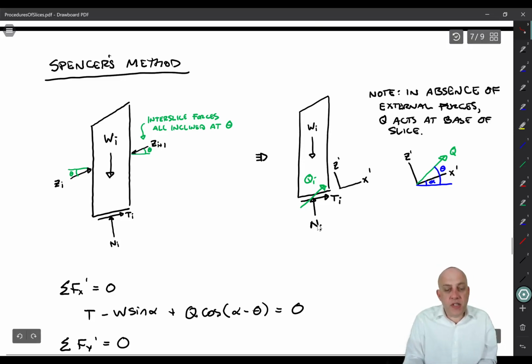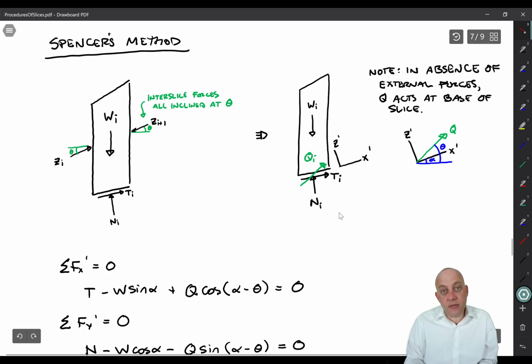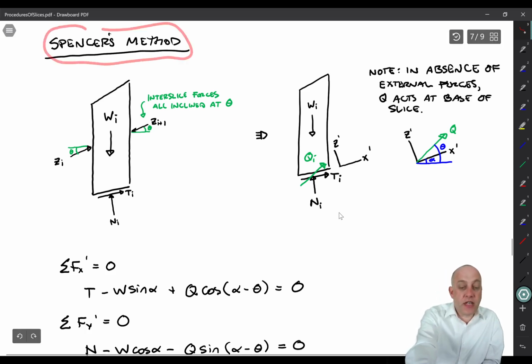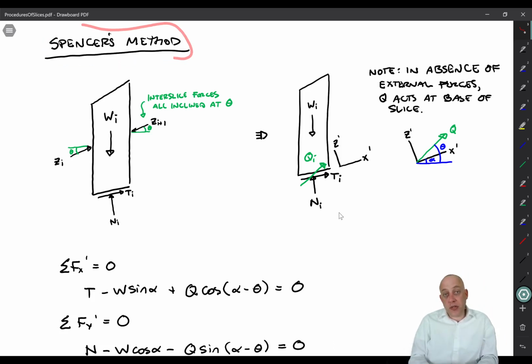All right, the last procedure of slices that we'll take a look at in detail by deriving equations is Spencer's method. And I'll say up front, Spencer's method does satisfy equilibrium. I'll also make the argument that we should no longer be using the ordinary method of slices or the simplified Bishop procedure. There's really just no reason for us to use methods that don't satisfy equilibrium. And I'll also say there are many other methods that do satisfy equilibrium.